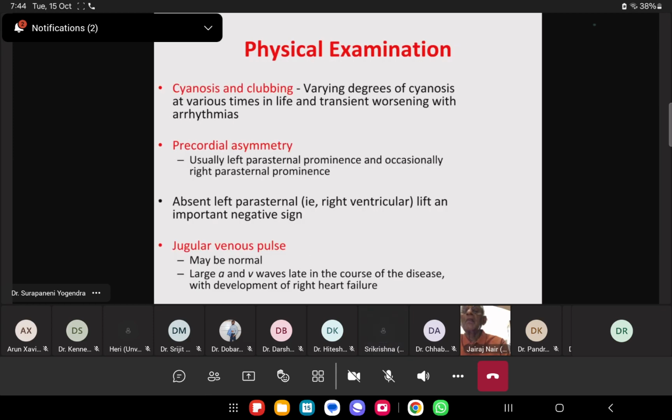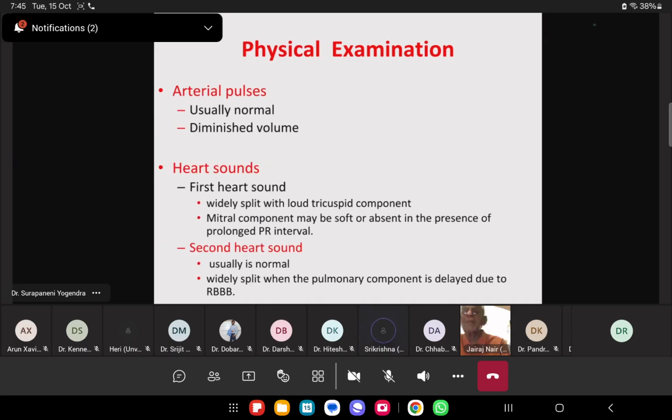Physical examination: cyanosis and clubbing, with varying degrees of cyanosis at various times in life and transient worsening with arrhythmias. Precordial asymmetry, usually left parasternal prominence and occasionally right parasternal prominence. Absent left parasternal right ventricular lift is an important negative sign. Jugular venous pulse may be normal, with large A and V waves late in the course of the disease with the development of right ventricular failure. Arterial pulse is usually normal, sometimes with diminished volume.